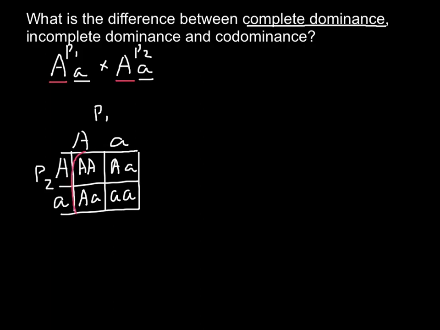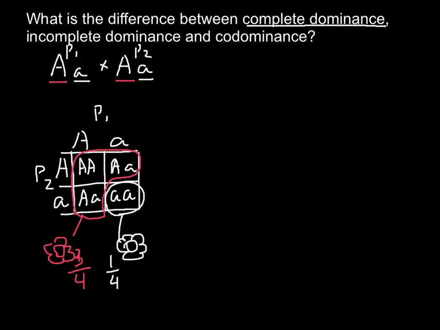And as you see, all these three genotypes would produce one phenotype, a red colored plant, and this one would produce a plant with white flowers. This is going to be a 3 out of 4 frequency, and the frequency of a white flowered plant would be 1 out of 4. So this is going to be a 3 to 1 ratio, 3 red plants to 1 white plant.